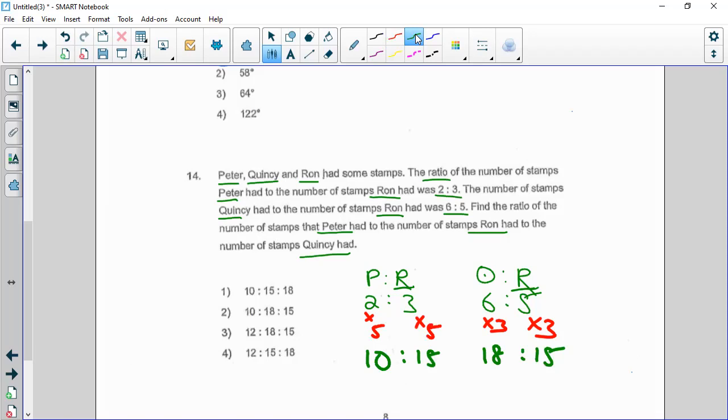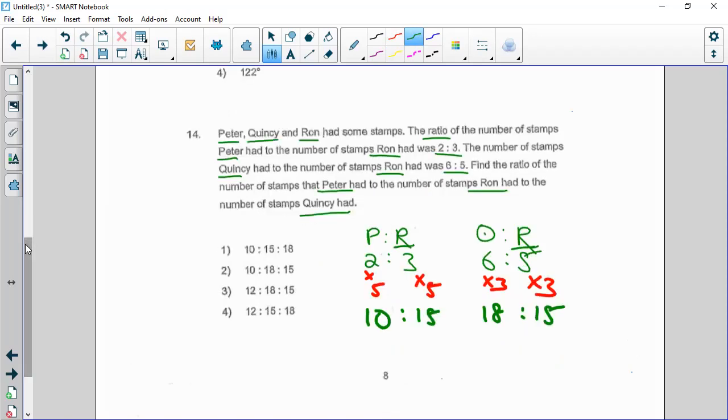So now can you see Ron same already, right? Ron has same number already. Okay, so what's the ratio that the question asks you? So you're supposed to find the ratio of the stamps that Peter had, which is 10, to Ron. So Ron is the second person, which is 15, to Quincy. Quincy is the last person. So that will be, where's Quincy? I think this is Quincy, right? Quincy is 18, right? 10 is to 15 is to 18. So your answer is number 2. Oh, sorry, number what? 10 is to 15 is to 18, number 1.